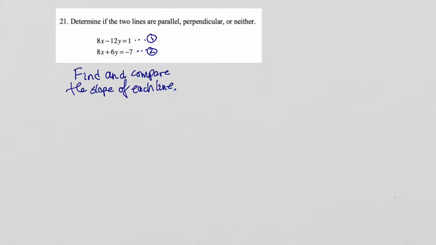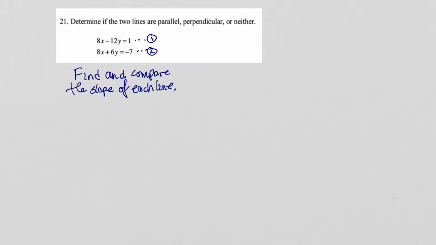What do you think we're going to do to show that these two lines are parallel? I think I'm going to start by naming these. I'm going to call that one equation 1, and this one equation 2. And then what I think we should do is find and compare the slope of each line.